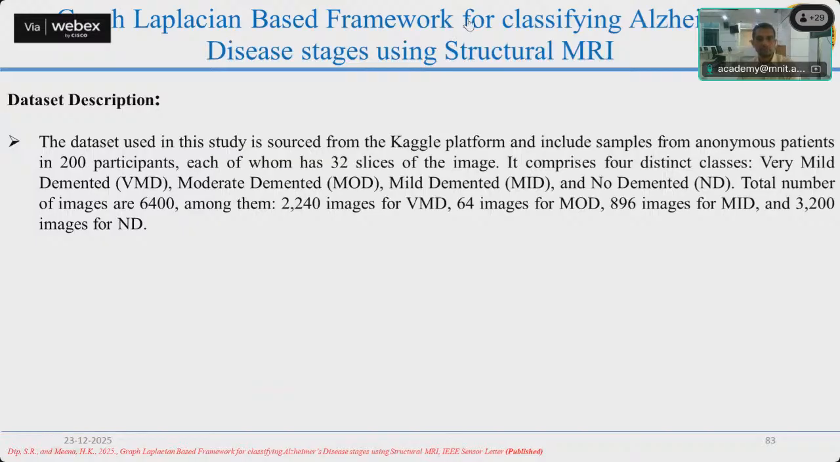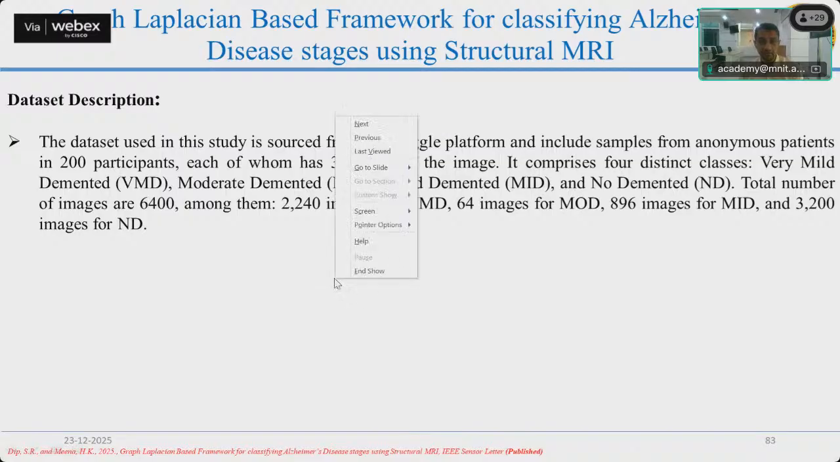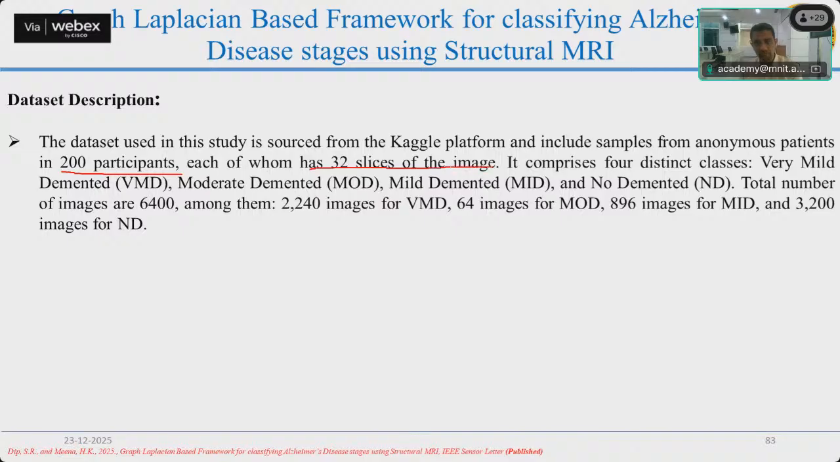So another result: basically there's the graph Laplacian based framework for classification. Even we have done it for Alzheimer's disease, where the tissues begin to deteriorate, using structural MRI. Here a different data set was there. What data set was there? Here basically samples from anonymous patients and 200 participants, each of whom has 32 slices of the image. It comprises four distinct classes: very mild demented, moderate demented, mild demented, and no demented.